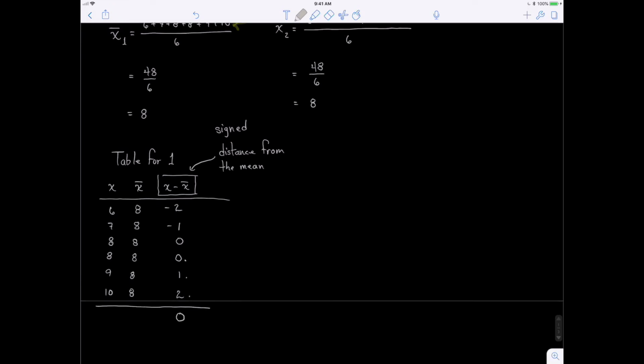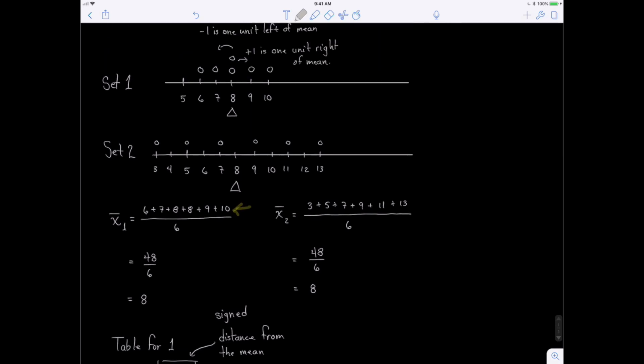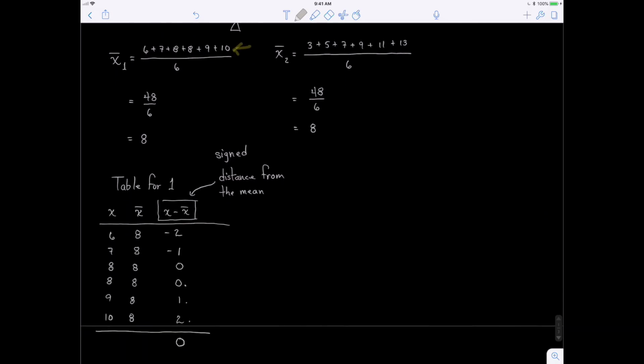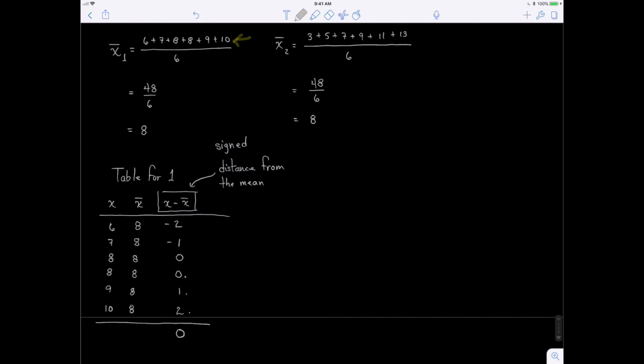Well, when I come up and look at that first data set, I can very easily tell you that there's more spread than 0. So how do we fix that? Well, here's what we do. We take our x minus the x bar and we square it. Because now that will make all of those distances positive.